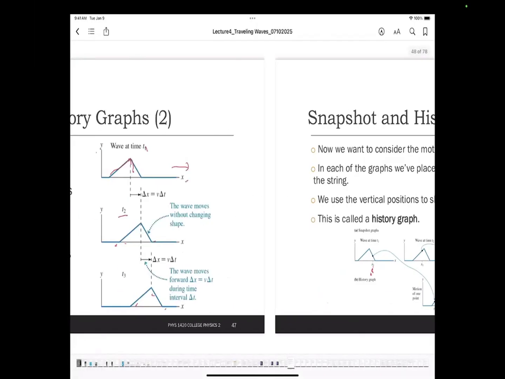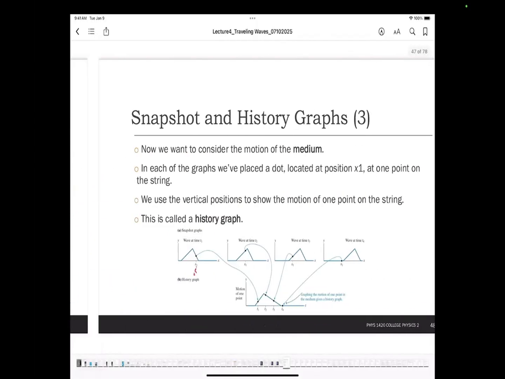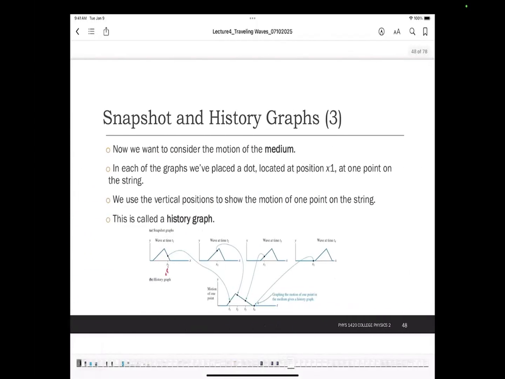We call this one just one snapshot. This is another one, two snapshot, three snapshot. This is a T1 snapshot. This is T2 snapshot. This is T3 snapshot. This is T4 snapshot. You can see as the time passes, this wave will move forward in this direction. Does it make sense to you? Okay.